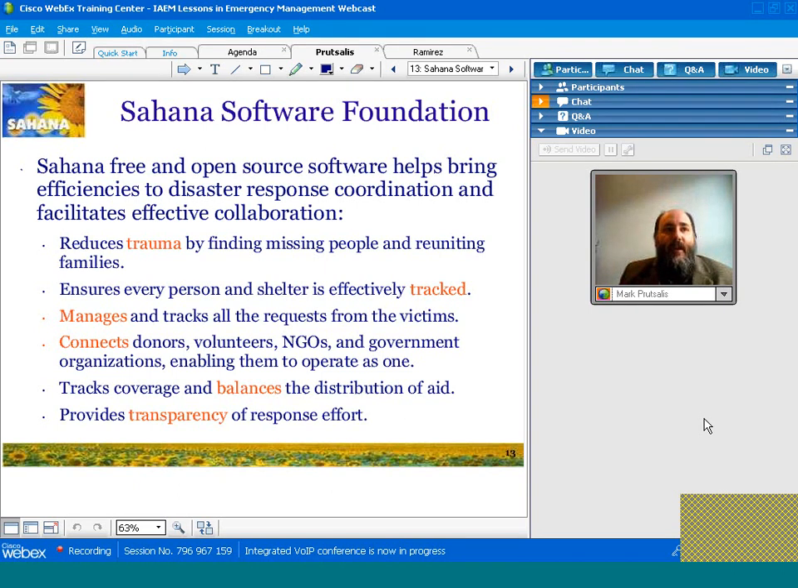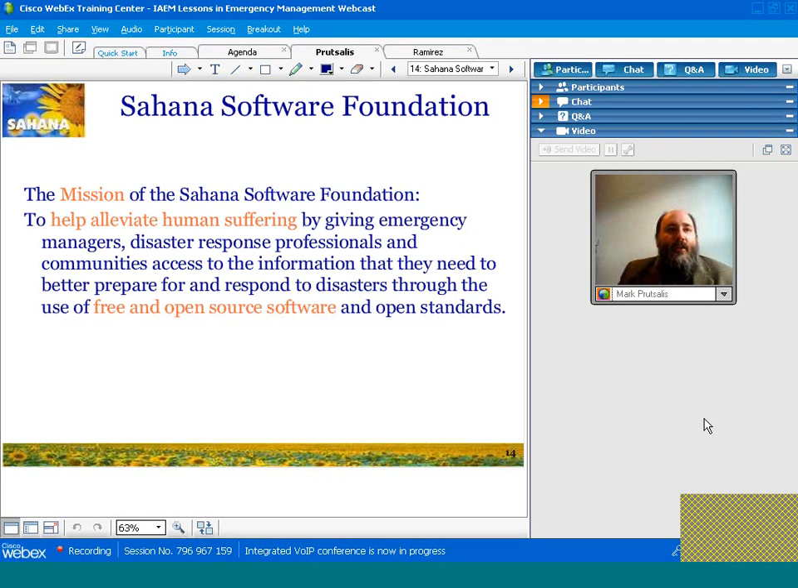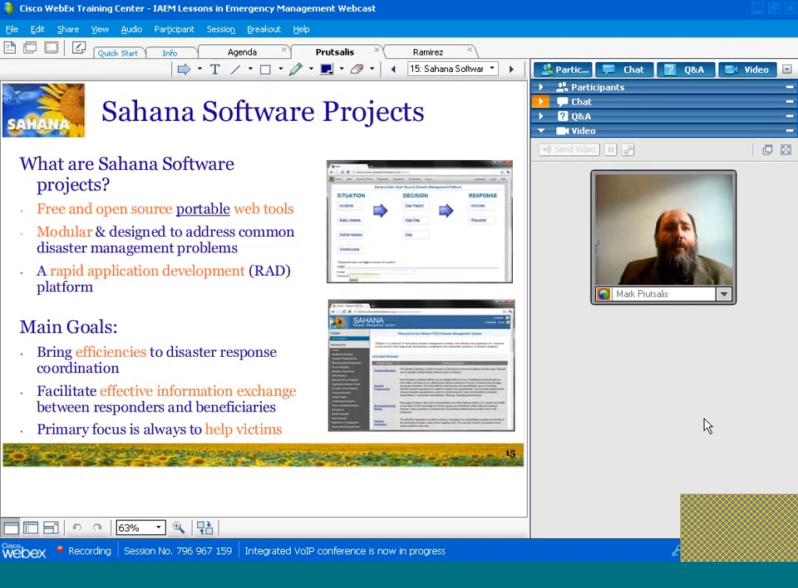engaged in humanitarian assistance. The Sahana Software Foundation is a nonprofit organization whose mission is to help alleviate human suffering by supporting the needs of emergency managers, disaster response professionals, and communities themselves to have access to the information needed to better prepare for and respond to disasters. And we do that through the development of free and open source software and the promotion of the use of open data standards. Our projects are free and open source.